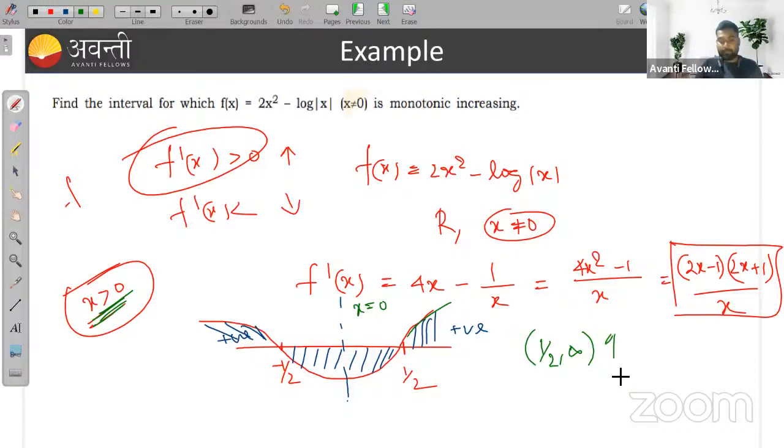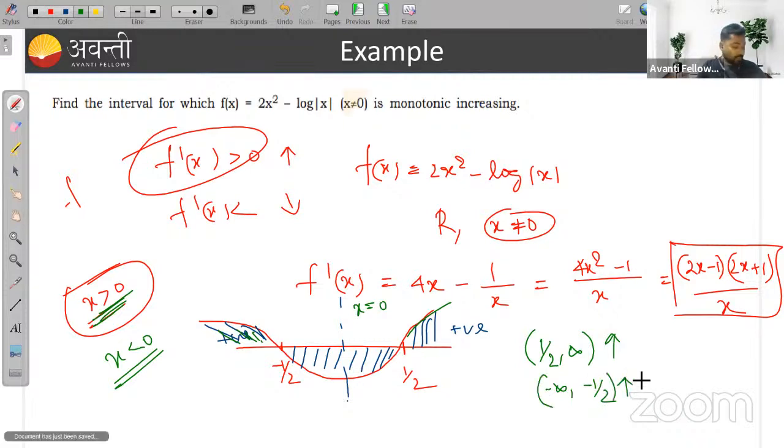Function is increasing. Similarly, if you check for x less than 0, where the function is positive, that is minus infinity to minus 1 by 2. So what is the final answer? Now that is actually minus negative we are getting.